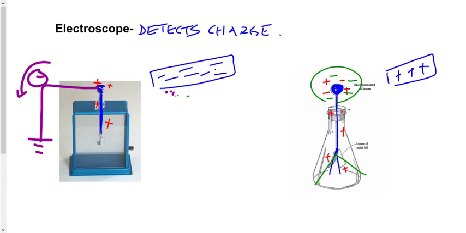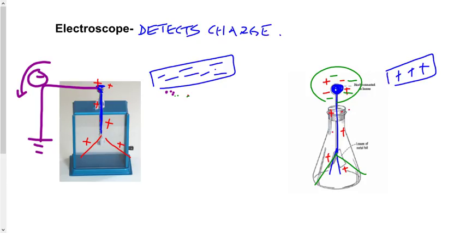What happens to the leaves? They go back together? No, they actually stay spread apart. But now they stay spread apart because they're positively charged. Make sense? The electrons were pushed down into the ground now. So the leaves are now positively charged. They'll still be spread apart.